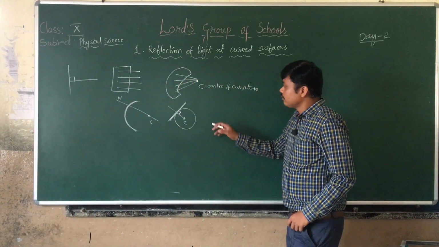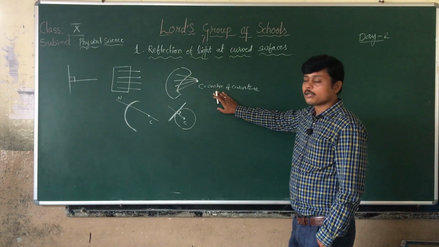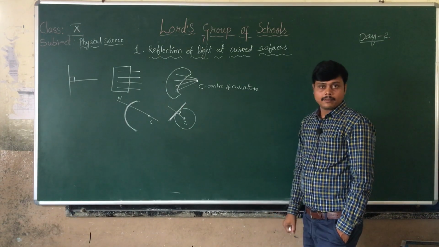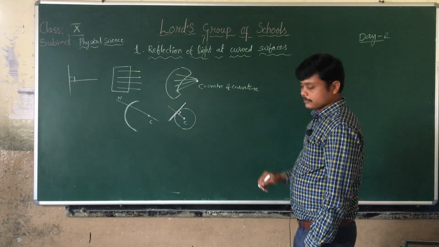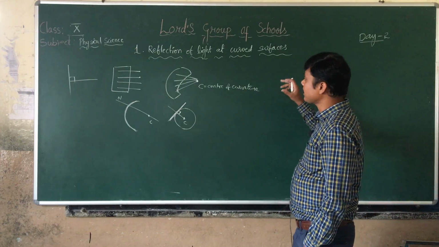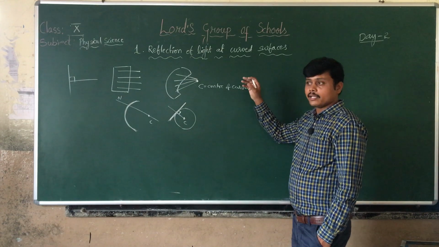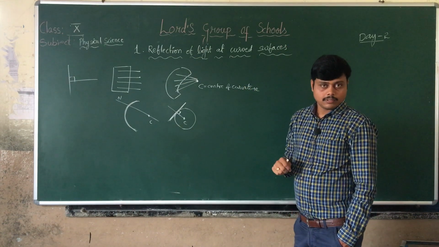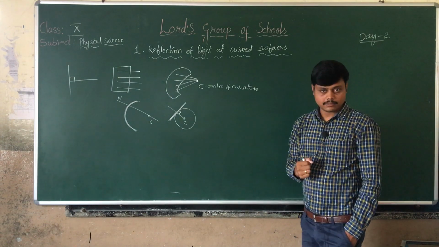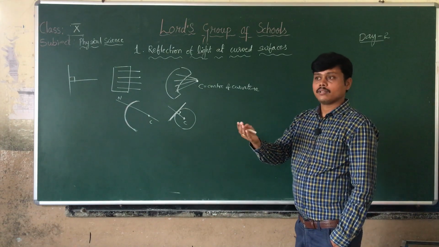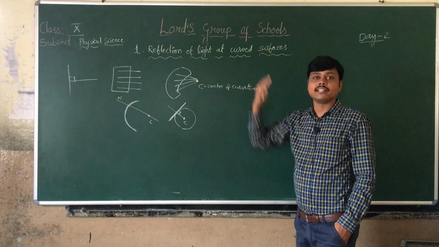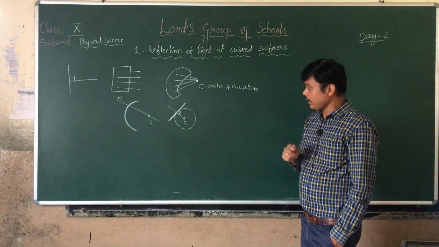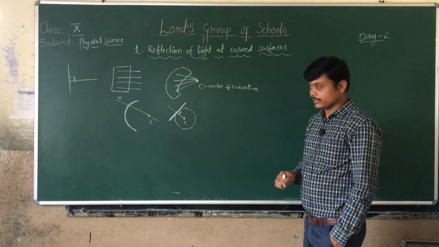here we have discussed how to draw a normal line for a curved surface, and we have defined the center of curvature. So now, can we focus some light rays coming from infinite distance on a curved surface? Let us do an activity here. What happens to light rays coming from infinite distance and falling on a curved mirror? Let us do a simple activity here.